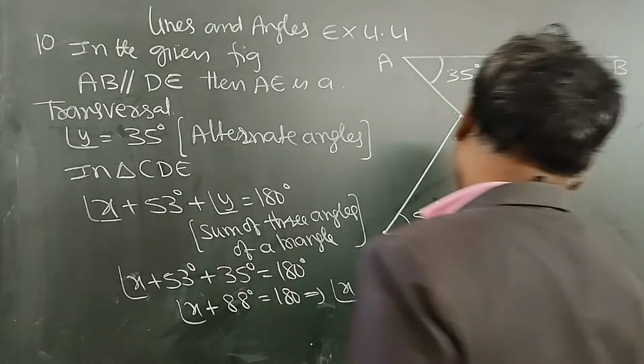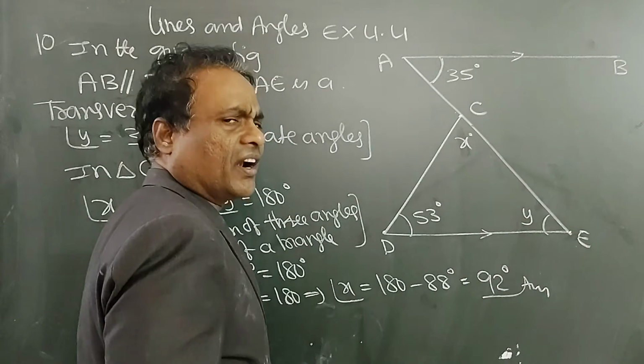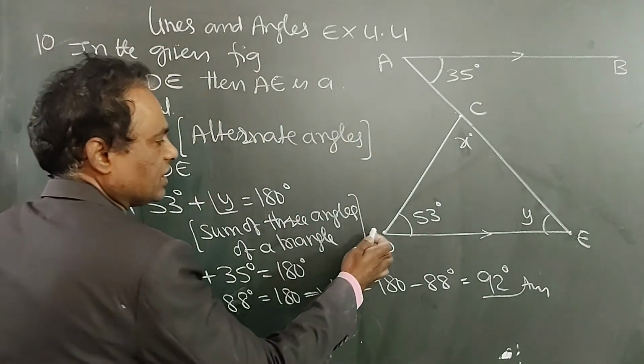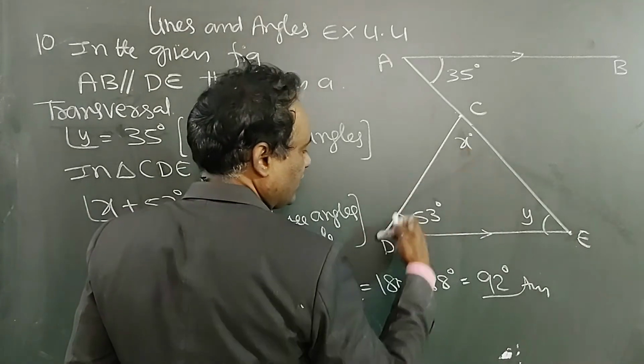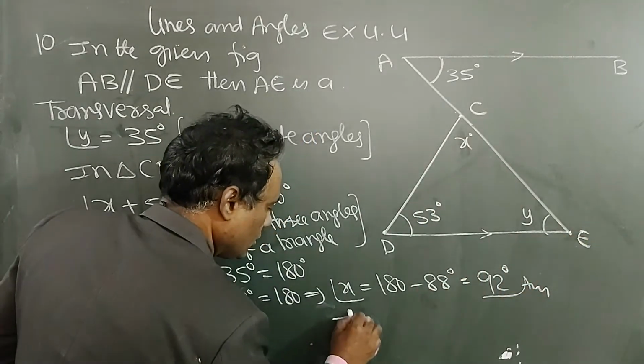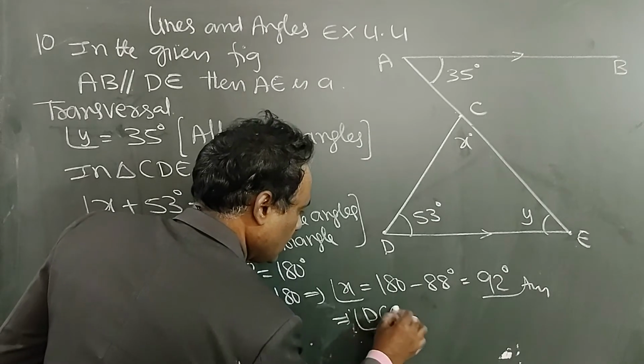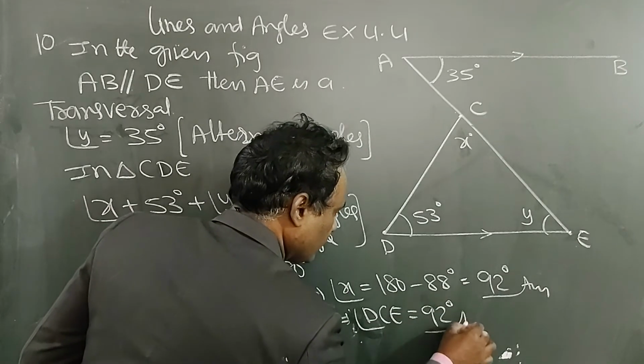As per the question, Y is not given, we introduce it. X is not given, we introduce it. So in the question it is given that this angle is named as angle DCE. So that means angle DCE is equal to 92 degrees, over.